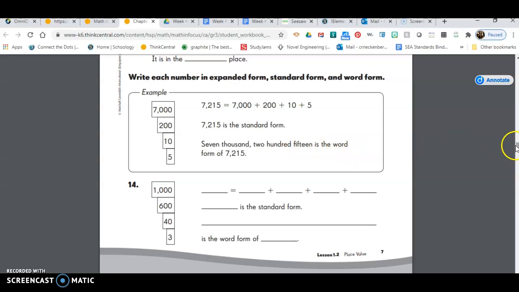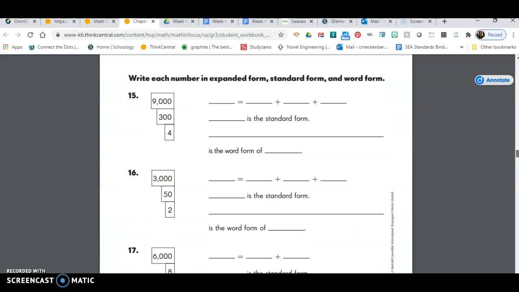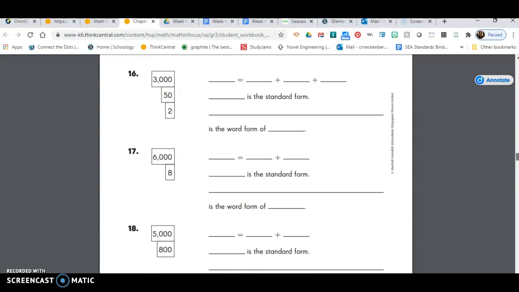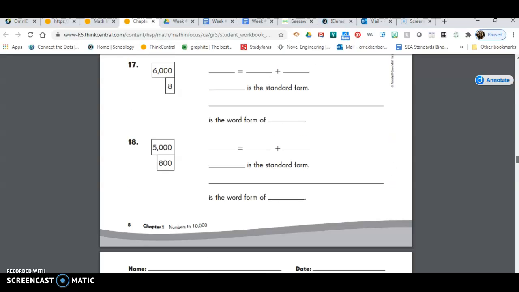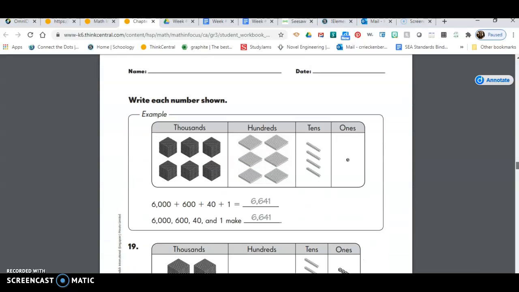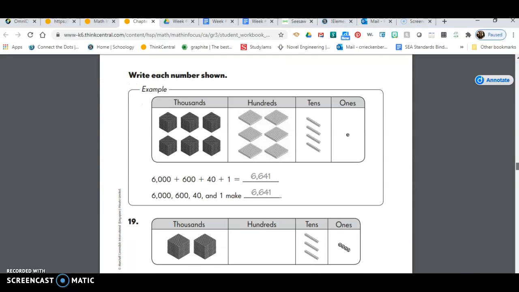So your task for Monday, October 5th, is to complete page 8, where you're going to be doing exactly what we just looked at. And then you're going to be going into page 9. And page 9 is another review page of what we've been talking about. However, it's also looking at the model form.